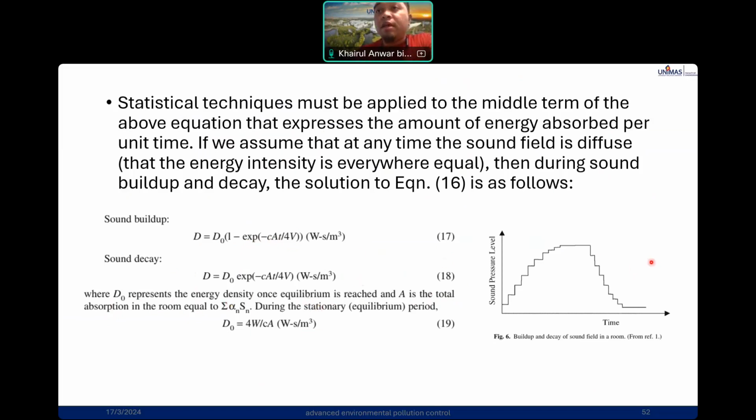So for the sound decay here, it's actually this equation, with minus 1 minus alpha. And for the stationary equilibrium period, d naught equals 4W over cA, where W is the emitted sound power in watts.